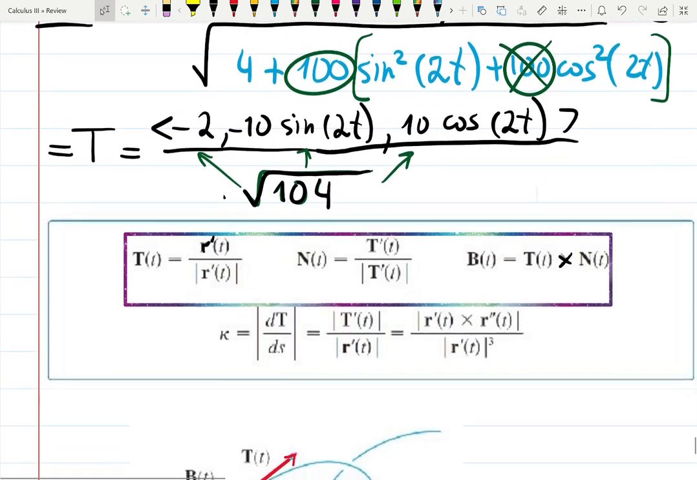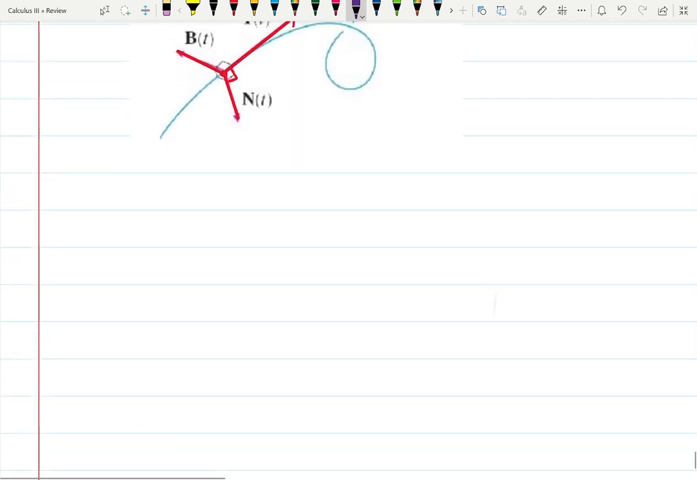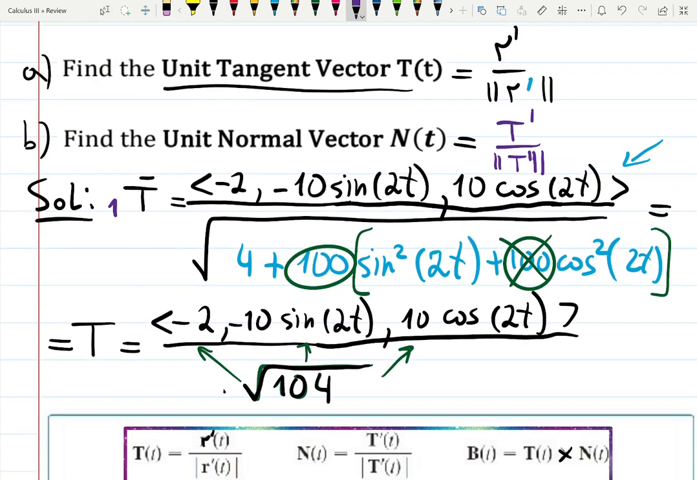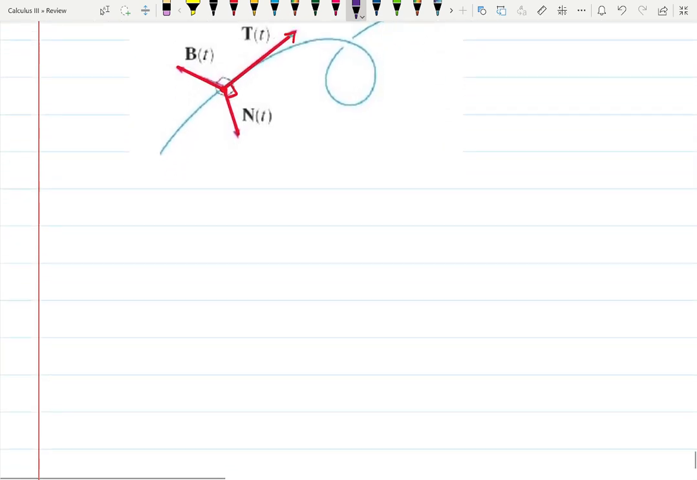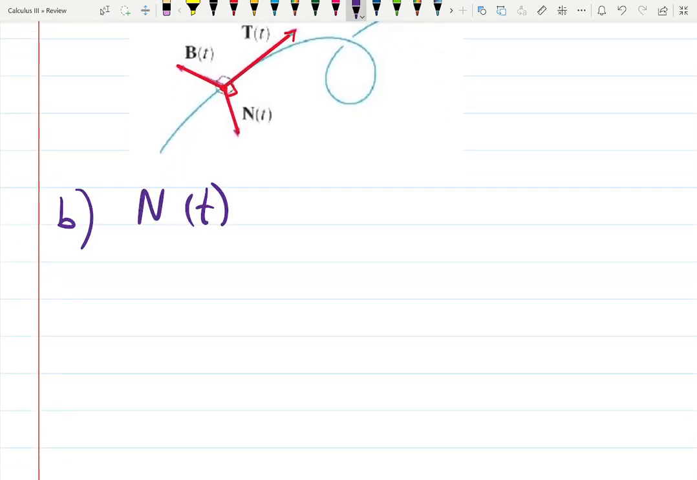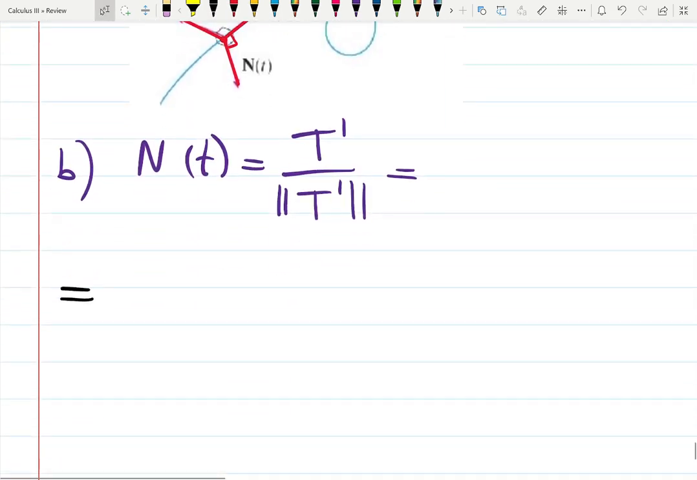Now this was T. N will be, let me change the color, now differentiate T and find the size of that derivative to find the unit normal vector. So the unit normal vector N of t: I need to find again the derivative of the vector I just found, and then find the magnitude of that vector. So what is the derivative of minus 2? 0.